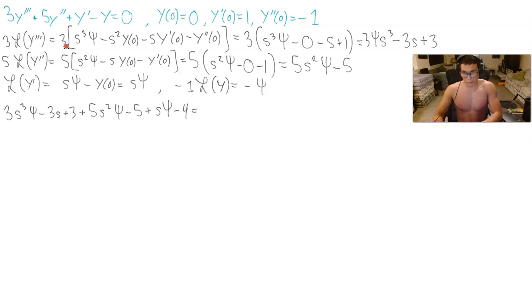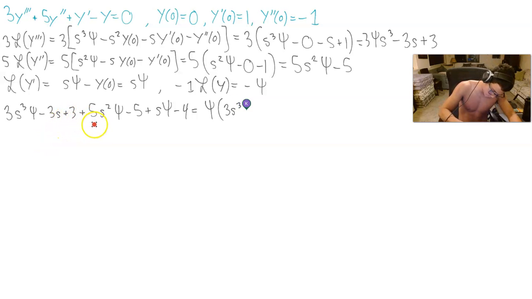Oh my god, I'm low energy tonight. So let's simplify this. Let's factor out all the big Y's. Big Y, 3s cubed, and then plus 5s squared, and then plus, oh, sorry, one second.